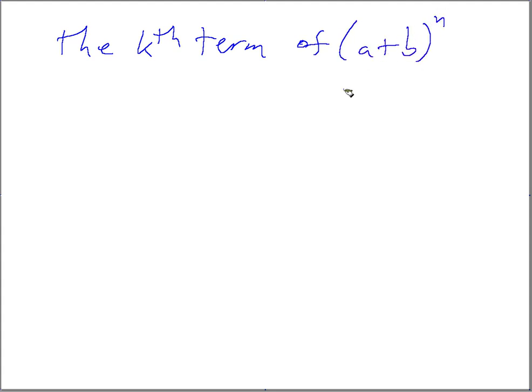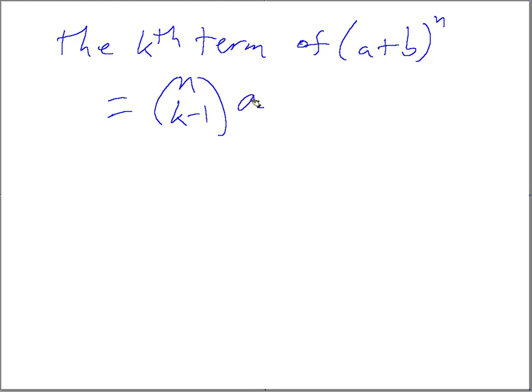Let's say I want you to find the kth term of (a plus b) to the nth power, some binomial to the nth power. It is going to be equal to what? n choose what? Not k. The k will be 1 less than that actually. So n choose k minus 1.